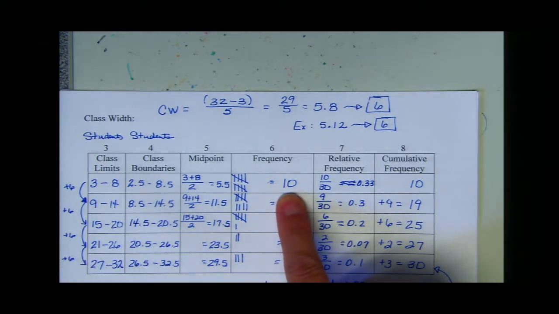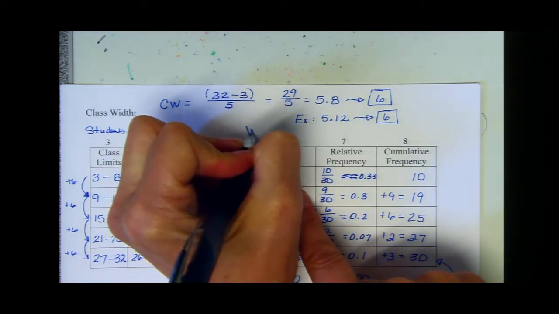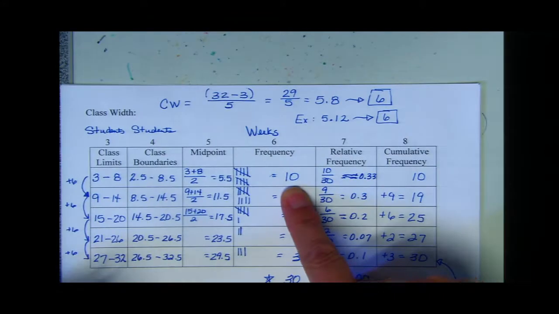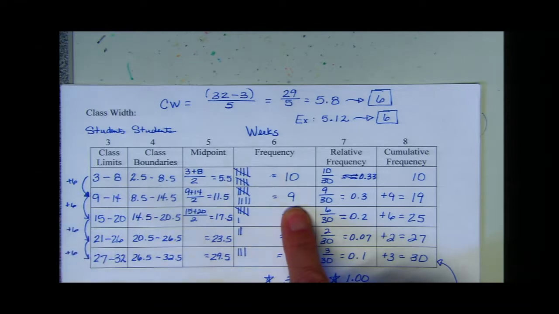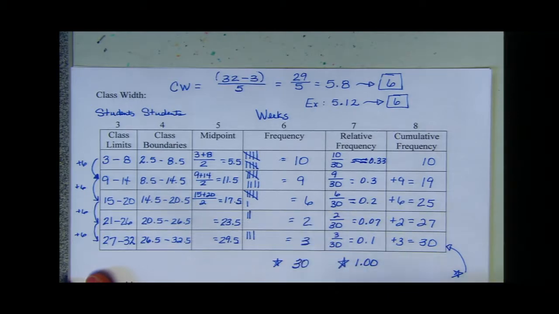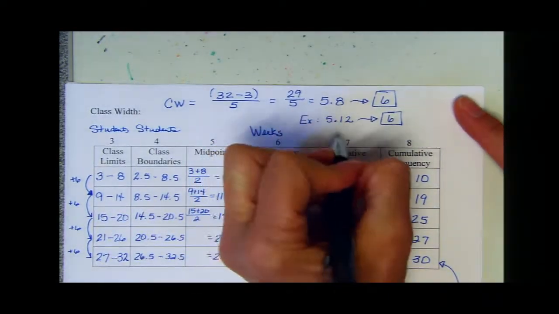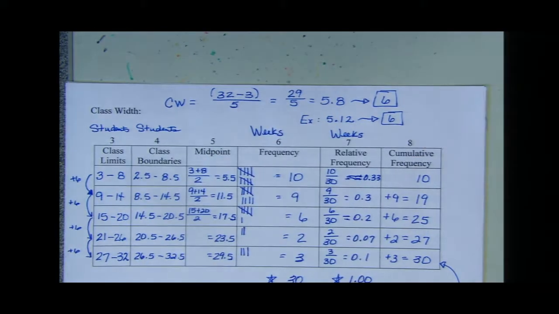What does this 10 mean? The most common error is students would say this represents 10 students, but that is incorrect. This means that there were 10 weeks that 3 to 8 students came by the office. There were 9 weeks in which 9 to 14 students came by the office. There were 6 weeks and so forth. So this column, which would also be your relative frequency, this deals with the weeks or number of weeks. So that will be helpful when we go to create our graphs.